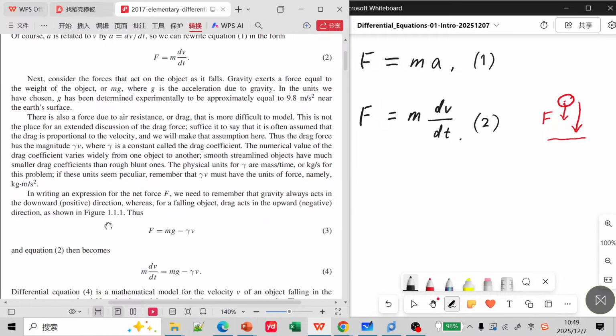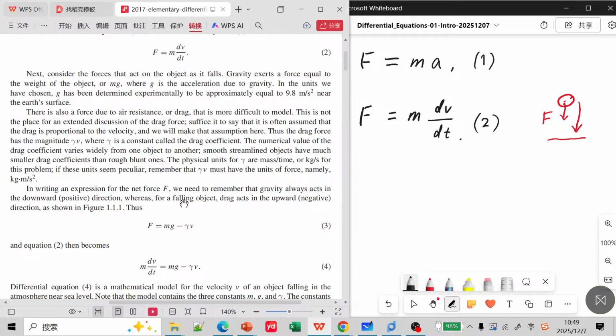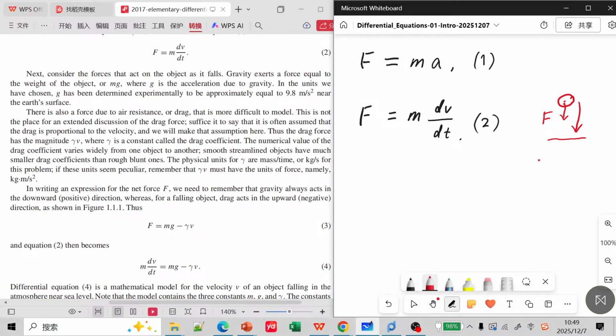In writing an expression for the net force F, we need to remember that gravity always acts in the downward, positive direction, whereas for a falling object, drag acts in the upward, negative direction. Let's draw this. Maybe here is another force. This is the negative upward drag.